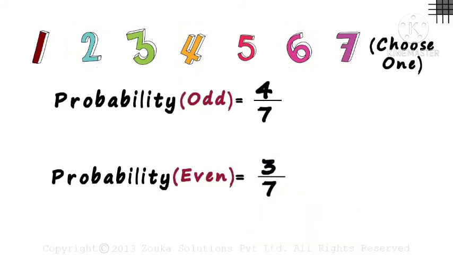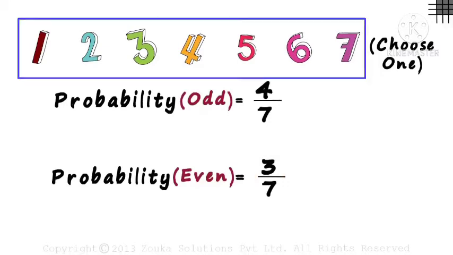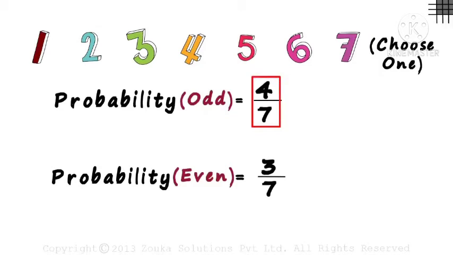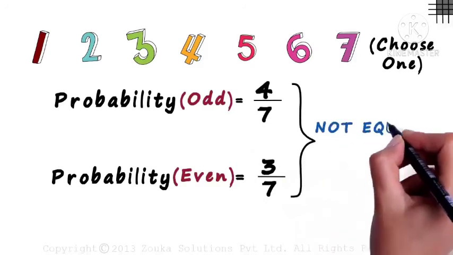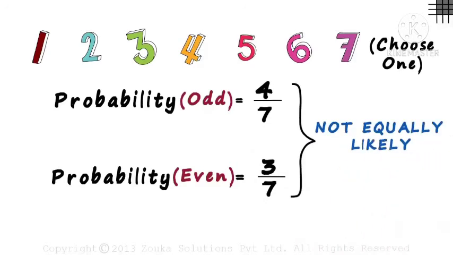So if you observe carefully, the probability of getting an odd number is higher than the probability of getting an even number. In simple words, it means that if you pick any random number from this set, the likelihood of getting an odd number is higher than the likelihood of getting an even number. So these events are not equally likely. 2 more interesting questions and we are done.